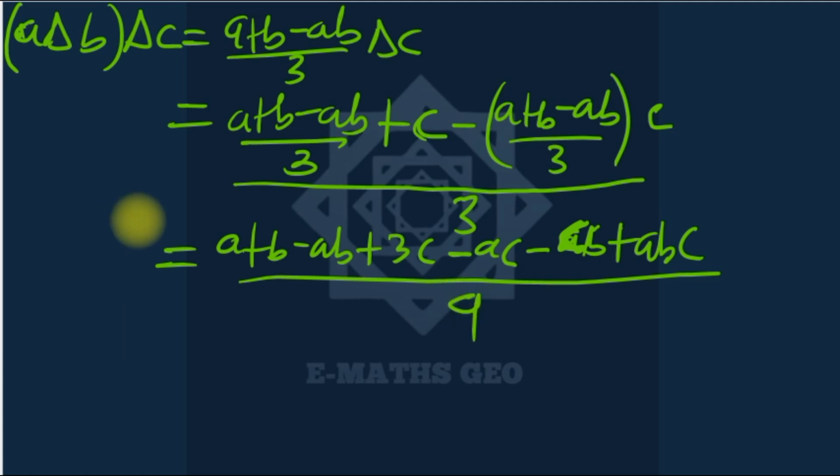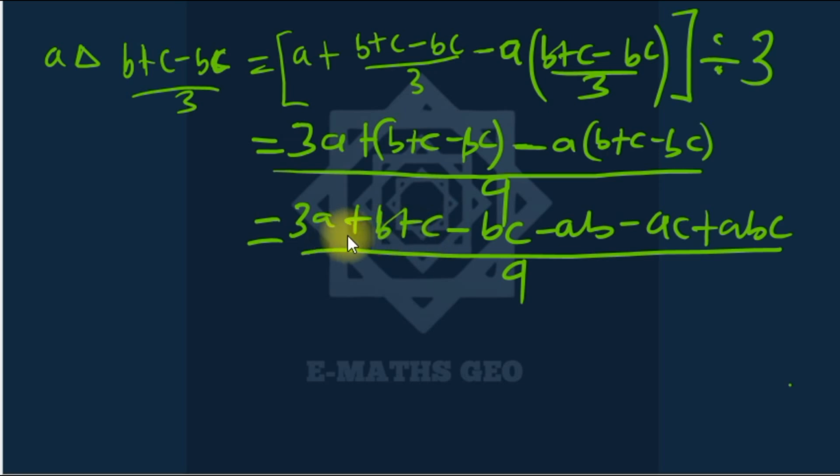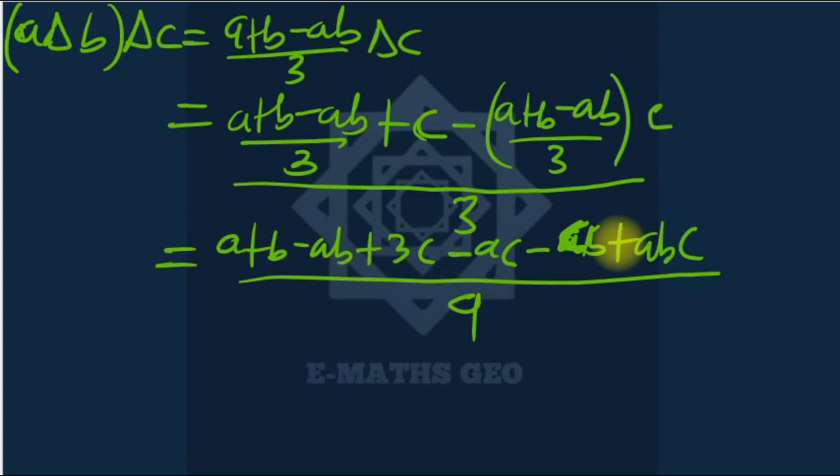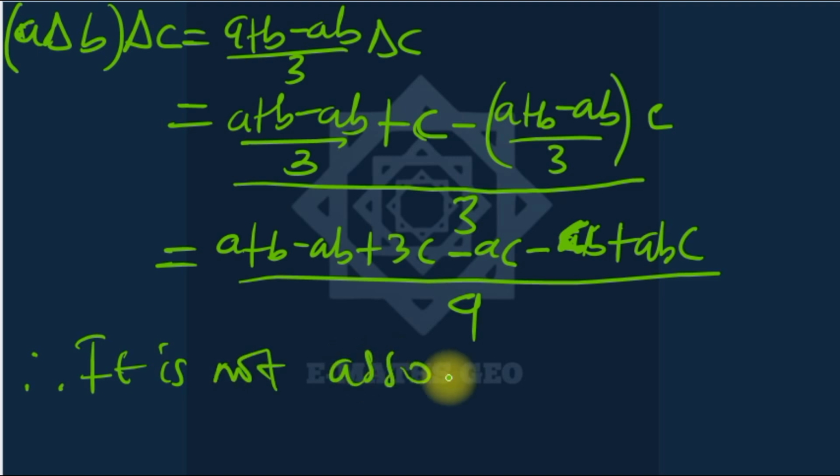So let's check whether they are the same. I have 3c here. Let's check whether there is 3c. As you can see, there is nothing like 3c in the numerator. Also here is 3a, and there is nothing like 3a here. So therefore it is not associative. It's associative if the left hand side is equal to the right hand side. So let's look at the other question.